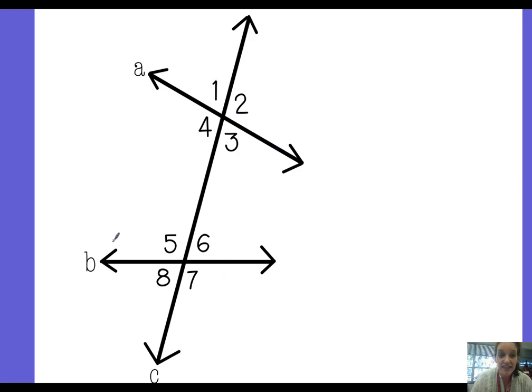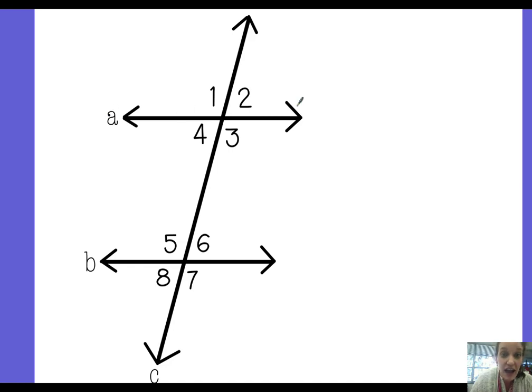So notice, line A and line B are not parallel, and it looks like angle 1 is acute, angle 5 is obtuse, angle 2 is obtuse, and angle 6 is acute. So when these two lines are not parallel, there doesn't really seem to be a relationship between the measure of the angles up here and the measure of these angles down here. Angle 1 and angle 5 are corresponding, but it doesn't seem like they're the same, or that they have any special relationship.